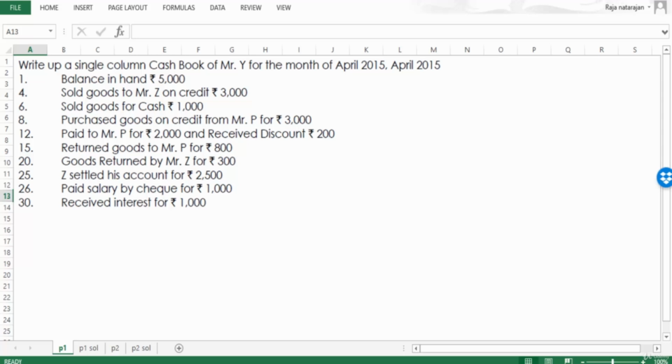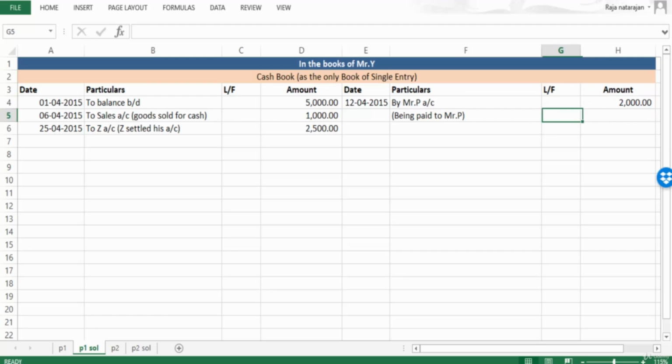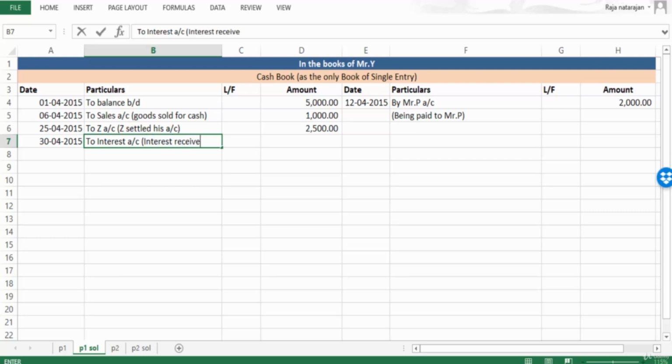Next, on the date 30, received interest for rupees 1000. So money is coming in, cash account debit, and it is in the nature of income. So to interest, credit incomes and gains. So interest account will be credited. Okay. So that's on 30th. We'll write 30th April 15 to interest account, being interest received, and amount involved is 1000.